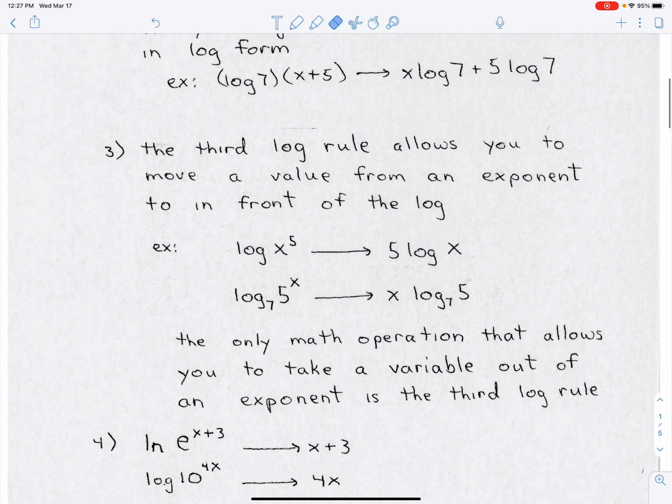Third, remember the third log rule allows you to move a value from an exponent to in front of the log. Now, this is expanding using the log rules. And remember I said for the most part you don't want to expand using the log rules, but today we're going to need to. So what mathematical operation is going to allow me to take a quantity out of the exponent and put it in front of the log? The third log rule. The only math operation that allows you to take a variable out of an exponent is the third log rule. And I want to remind you of something.